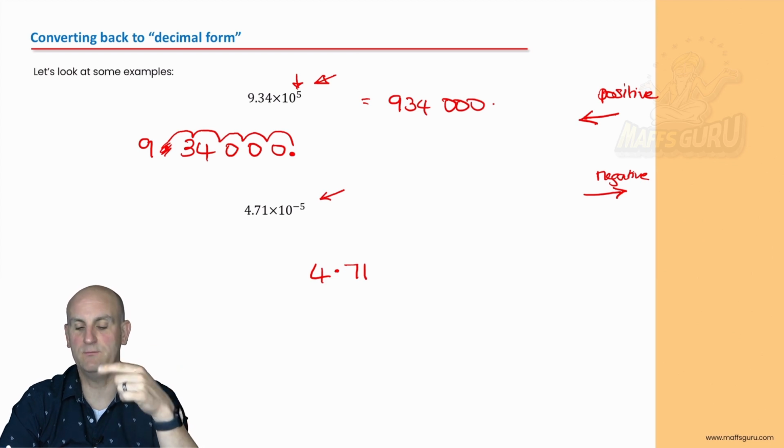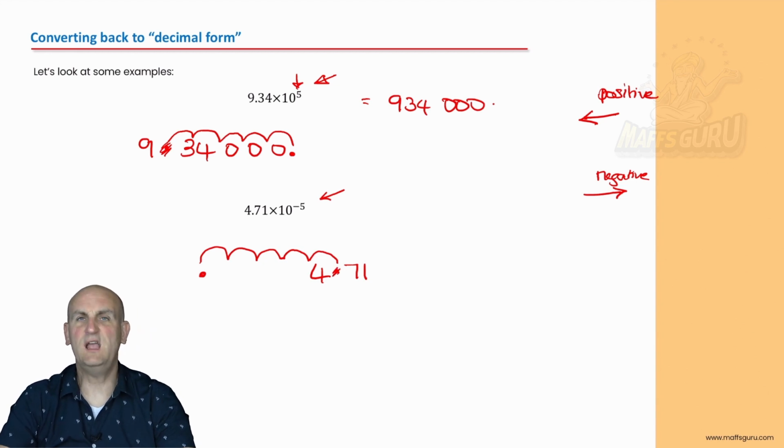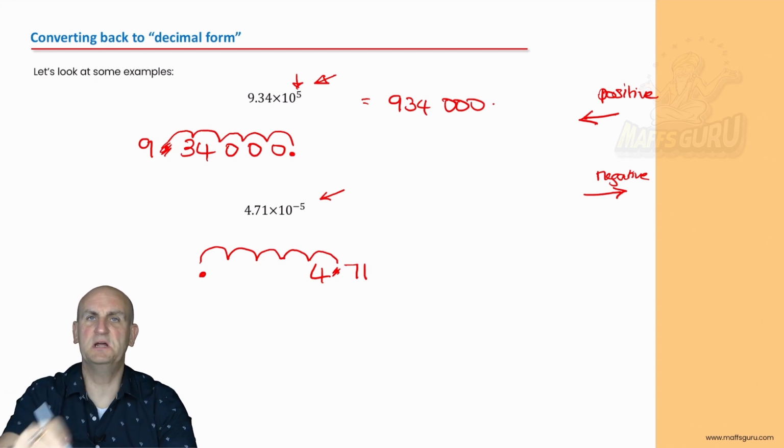Hopefully I've done that right for the camera. 5 places. 1, 2, 3, 4, 5. That's where my decimal point now becomes. It's gone from there. A lot of people say to me, do I have to write the little jumpy bits or can I do it in my head?